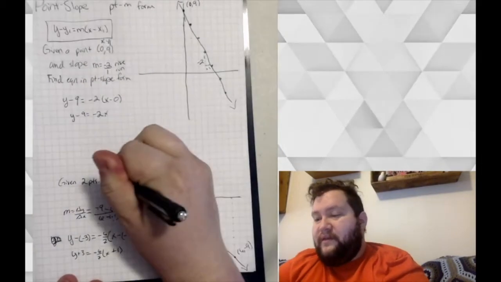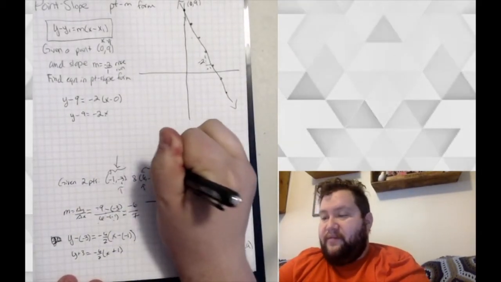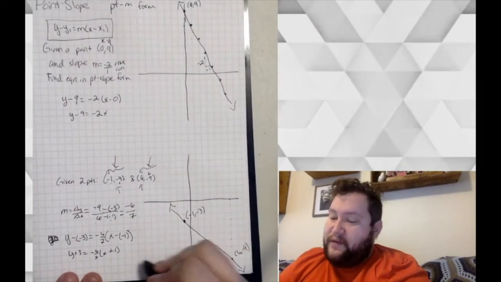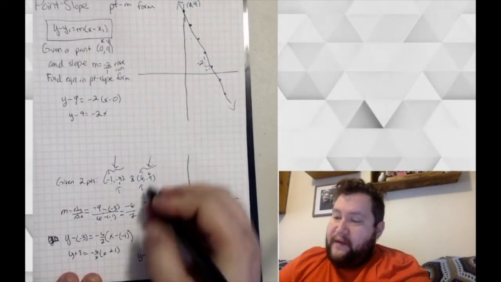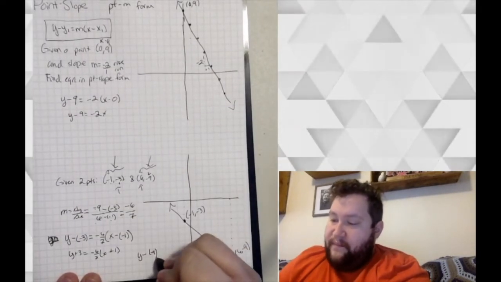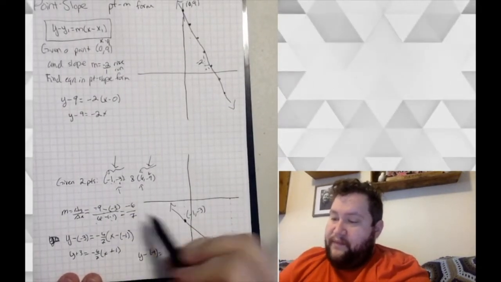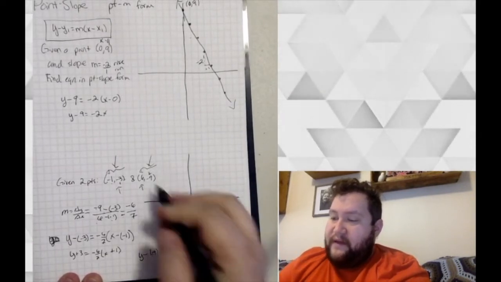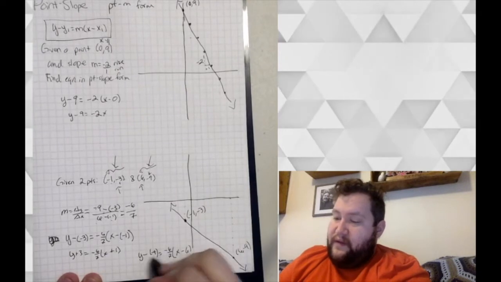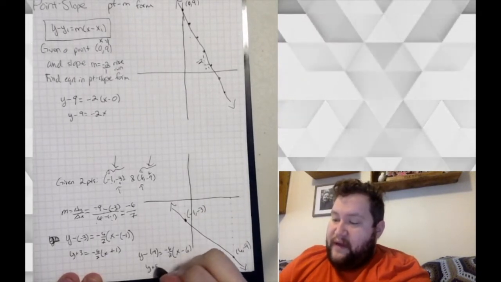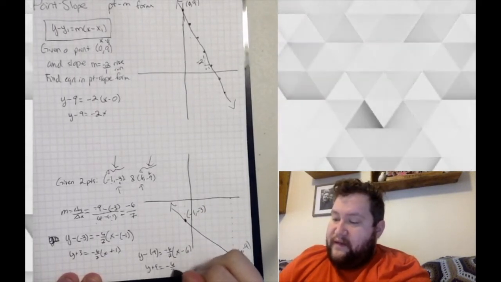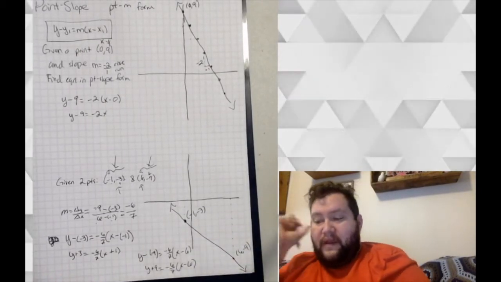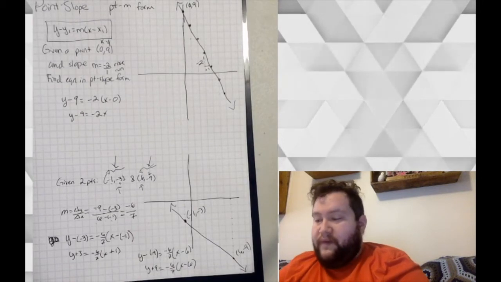You're like, well, so you picked that point. Well, can I pick this point? And you absolutely can. In that case, it would look like y minus a negative 9 equals m, negative 6/7, which doesn't change, times x minus 6. Again, minus and minus, so y plus 9 equals negative 6 sevenths times x minus 6. And so we have something that looks like that.